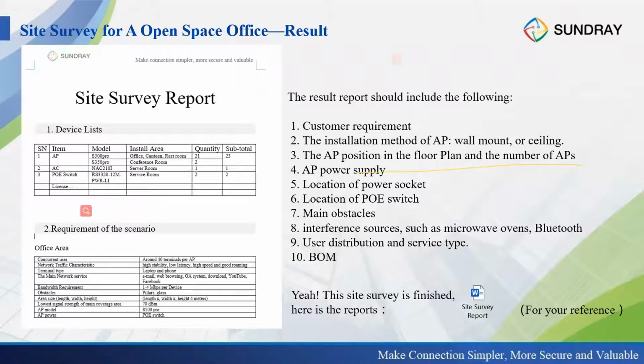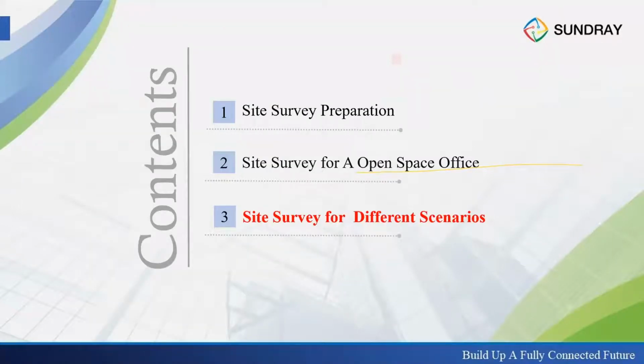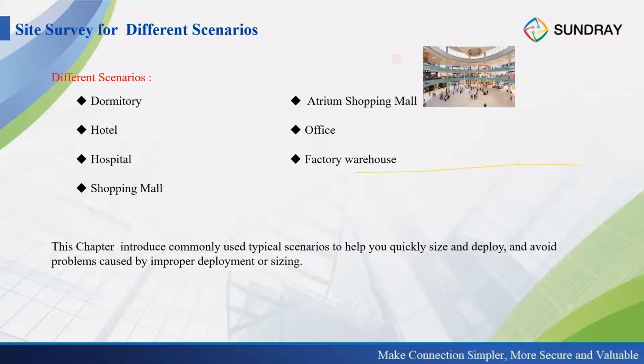Next, let's look at other scenarios. We'll be faster, about 10 minutes. We'll finish this part, this slide. For this scenario, we have the dormitory, the hotel, the hospital, the shopping mall, and the atrium shopping mall. This kind of shopping mall has a hollow in the middle of the building. And also the office and the warehouse. So we'll go one by one. It will be faster.